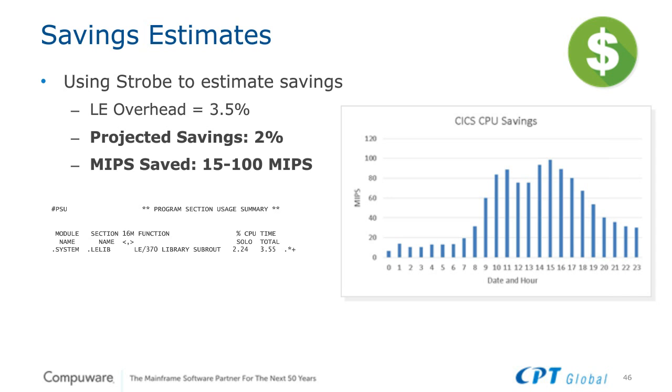And have a look at this example here. LE overhead is 3.5%. Let's say we save 2%. The MIPS is about 15 to 100 MIPS from the type 30s. Applying 2% to the total CICS CPU usage, we're going to save between 15 and 100 MIPS depending on the time of day. Then we can go to the client, and they can look at the savings and how difficult it is to put the change in, and then decide to go or not to go. So 15 to 100 MIPS, which is only a couple of percent of a lot of CPU, is a nice result.